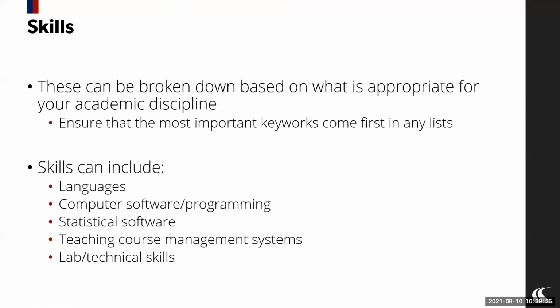Okay, so skills. Not everyone's going to have a skills section. This may or may not make any sense. Sometimes I've seen people include language skills, computer software programming, teaching course management systems, lab or technical skills for those of you in the STEM fields. But again, not everyone's going to have this section. You just have to think about what makes most sense given what it is you're applying for and what your own personal background is.